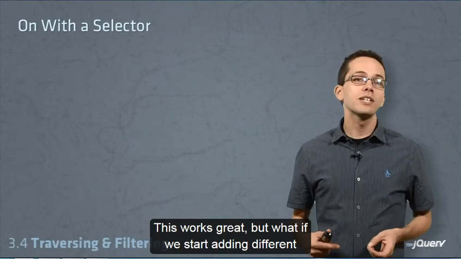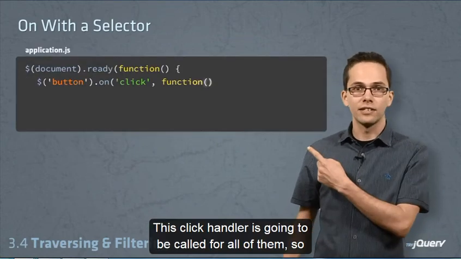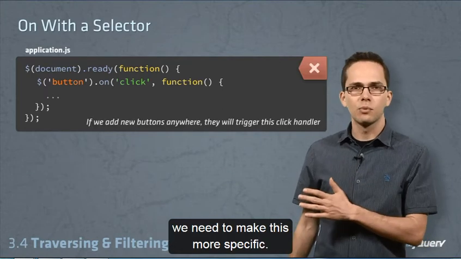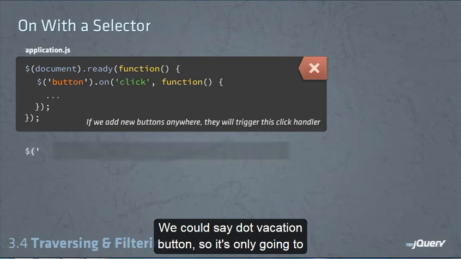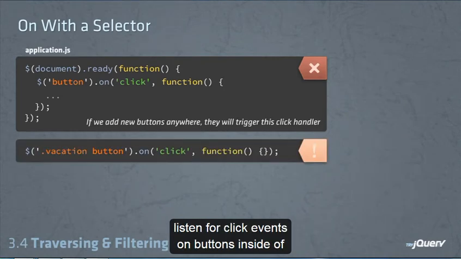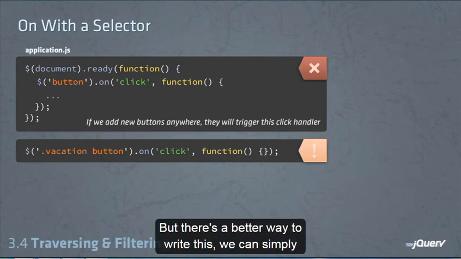This works great, but what if we start adding different buttons to our web page? This click handler is going to be called for all of them. So we need to make this more specific. Well, we could use a CSS selector. We could say .vacation button, so it's only going to listen for click events on buttons inside of our vacation class. But there's a better way to write this.